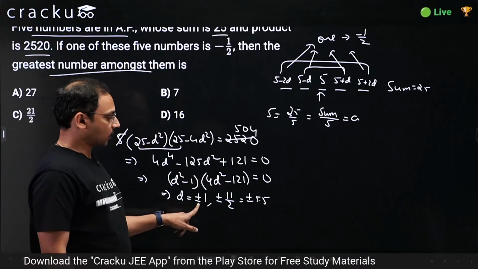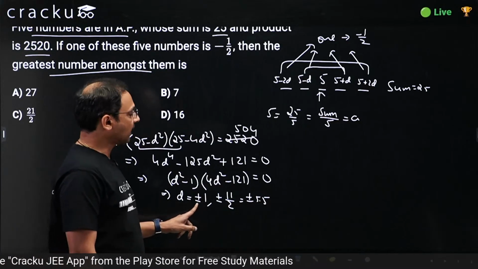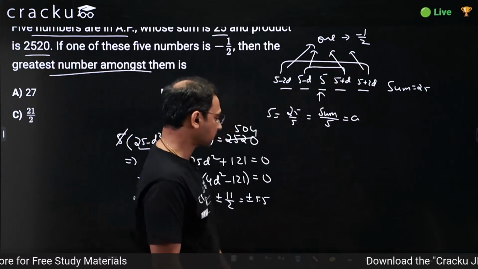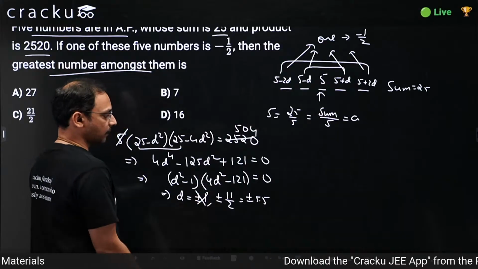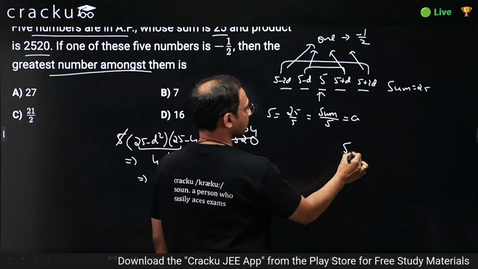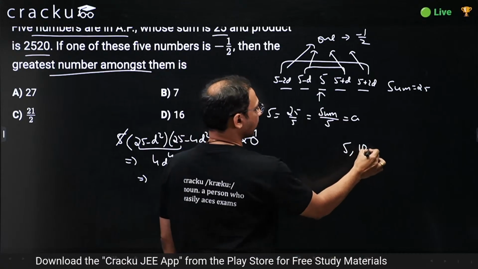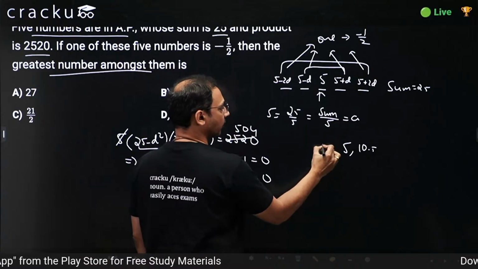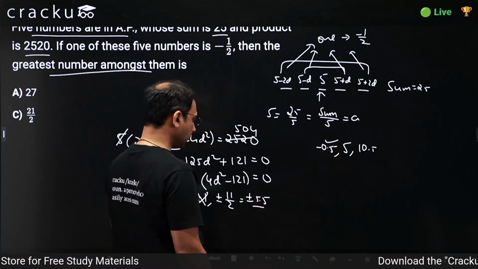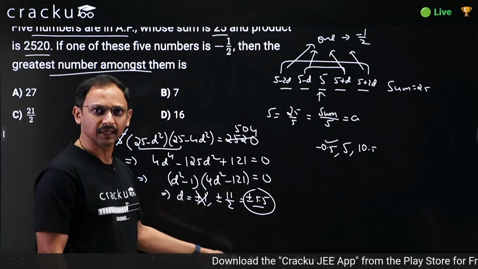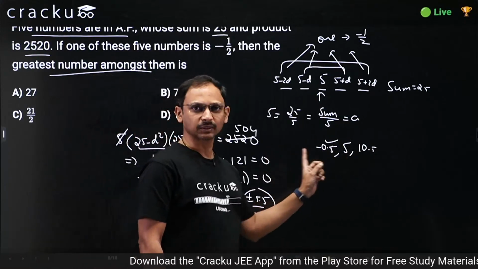Now look at the case of D being an integer. If D is an integer, all these 5 numbers will be integers and you will not get a fraction. So this is not correct. So let's take 5.5. If I take 5.5, 5 plus 5.5 is 10.5, but the term before it will be minus half or minus 0.5. So you can go with this particular common difference. Whether you take plus or minus, it doesn't matter because the AP will just be reversed.